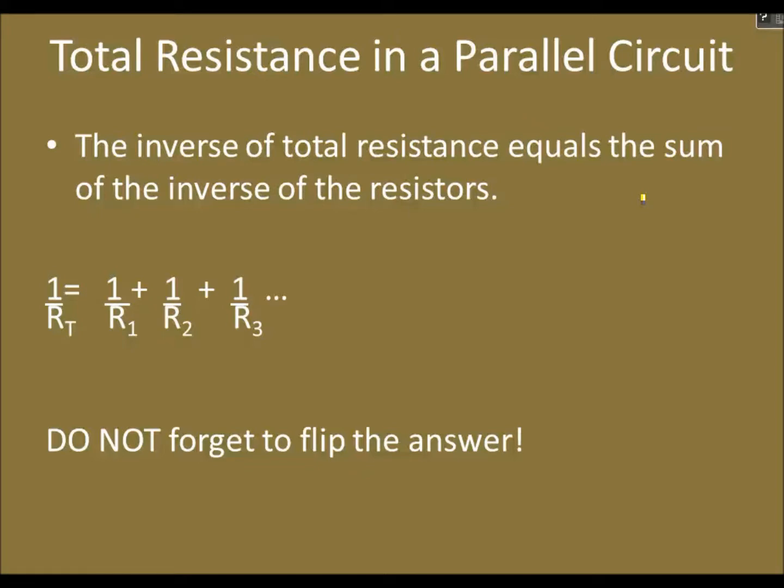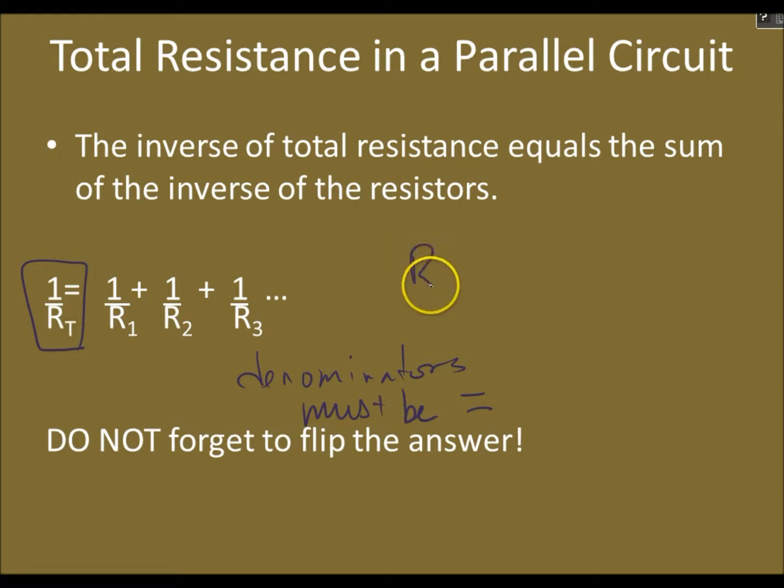All right, so everybody's listening, everybody's watching. Last thing we're going to talk about is how do we figure out total resistance in a parallel circuit. Instead of just adding up all the resistors, we need to turn them all into fractions and then add the fractions. And remember, when you add fractions, denominators must be equal. Denominators must be equal. And then look at this. My answer is actually a fraction too. So if I want total resistance at the end, I have to flip my 1 over RT.